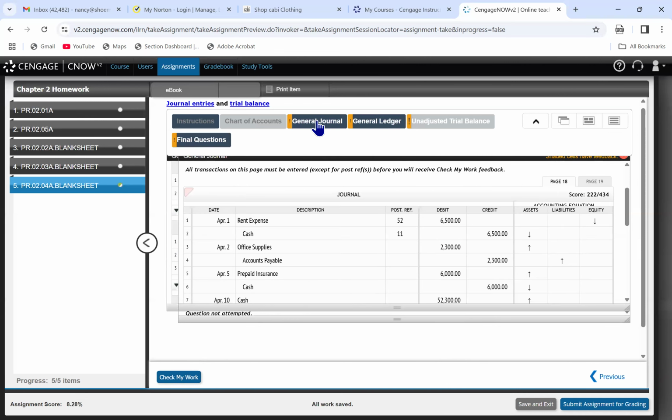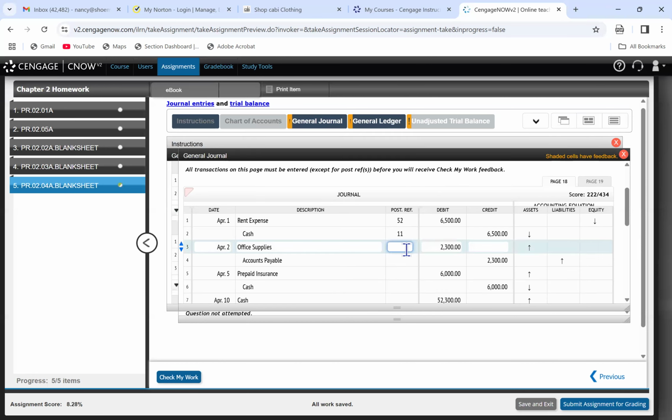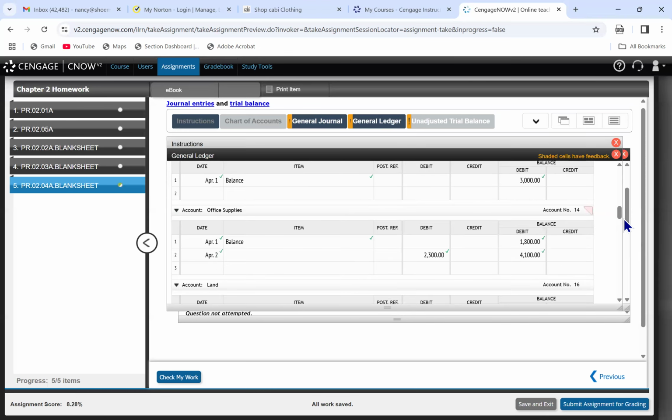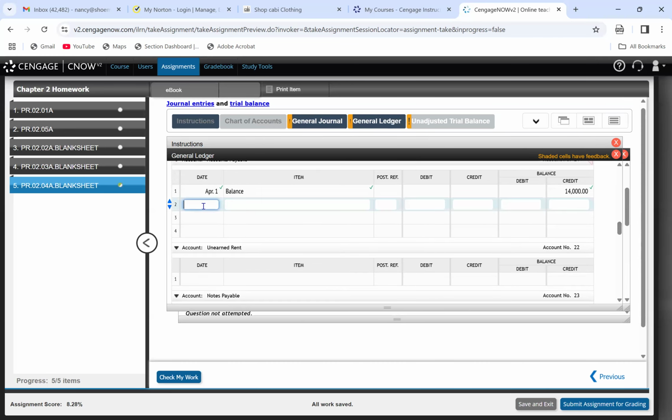The other portion is a credit to accounts payable for 2,300. Now the office supplies account is 14. So I'm going to put that in here. The accounts payable on April 2nd is a credit of 2,300. So accounts payable April 2nd, 2,300. And I have a new balance, 16,300. Okay.